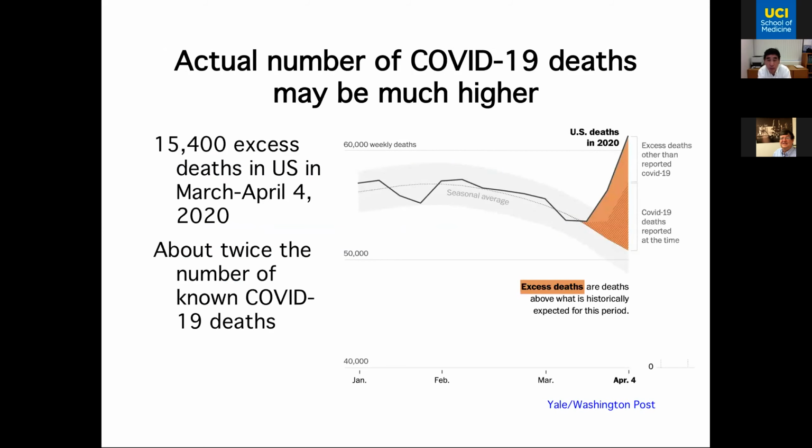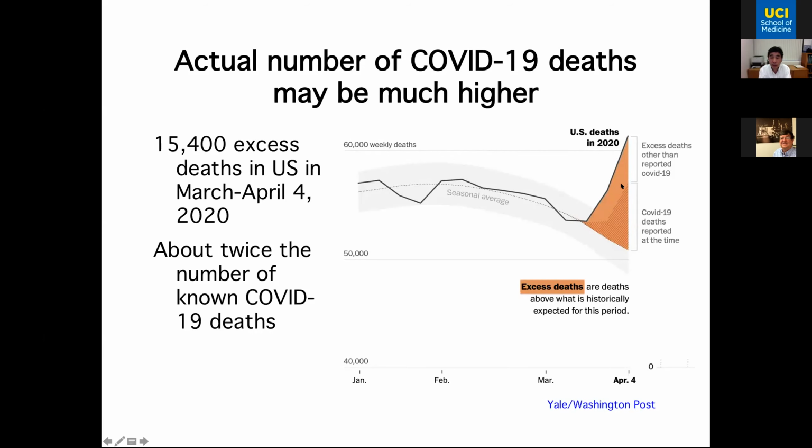So we have numbers for deaths attributed to COVID-19, but there's data now coming in that the number of deaths may be much higher. So on this graph, you can see the seasonal average of deaths in the US, which is the line and the dotted line. And then you can see that the actual number of deaths in late March and April has really spiked. And the crosshatched ones are the ones that we know are due to COVID-19. But there are also these cases here that are excess deaths, but not attributed to COVID-19.